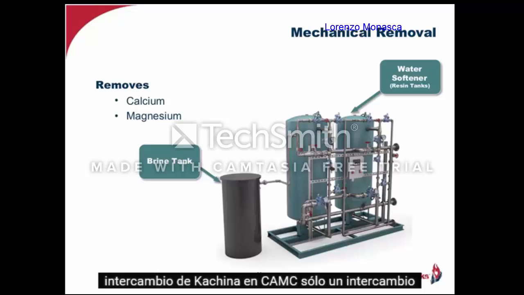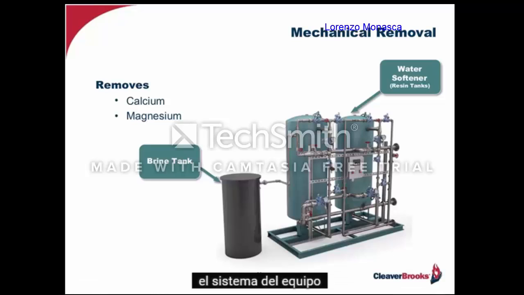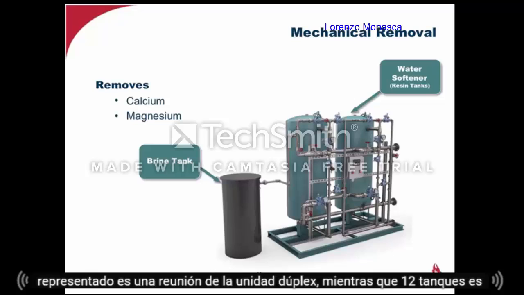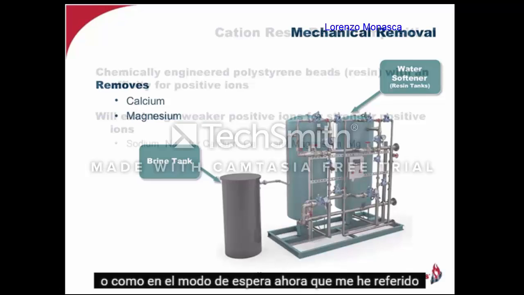That's C-A-T-I-O-N exchange, which removes the calcium and magnesium from the feed water before it goes into the feed system, well before the boiler. Now, the one you see depicted is a duplex unit, meaning while one of the tanks is softening, the other is going through either a regeneration cycle or is in the standby mode.